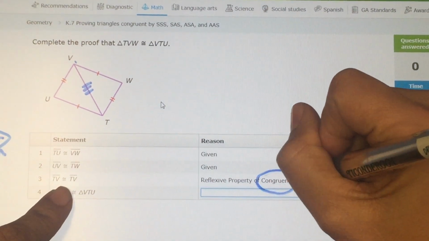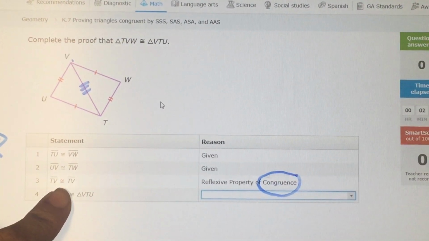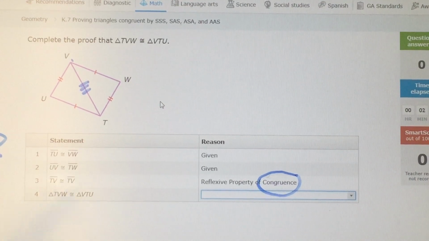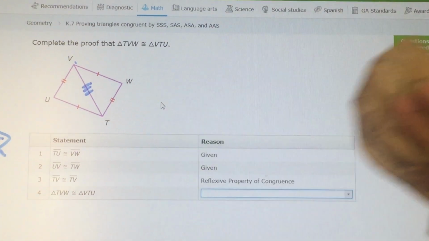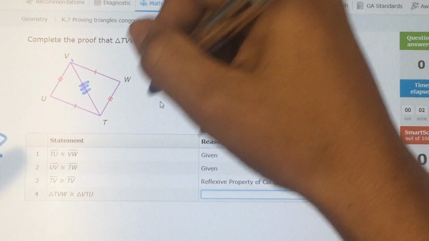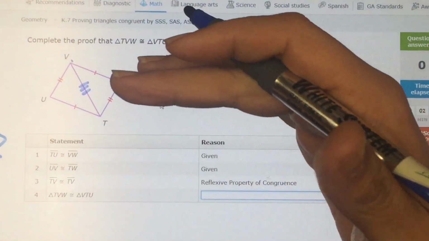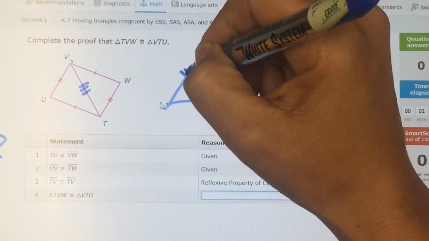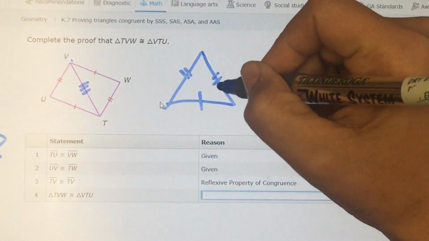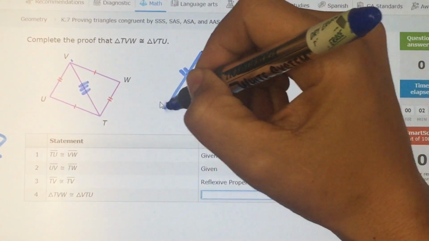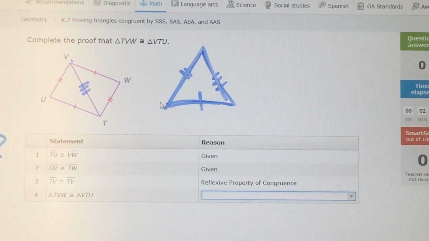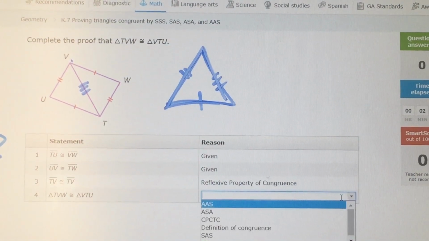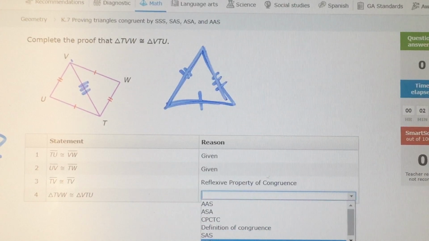Anytime you're talking about it without a number, it's going to be congruence. But when you're talking about it with a number, it's going to be equality. Okay, so it's reflexive property. Now, once you've done these three ticks, why are these two triangles equal? If I drew one of the triangles on the side and labeled everything I had, why are they equal? Because I have a side, side, side. So these are equal because of SSS.